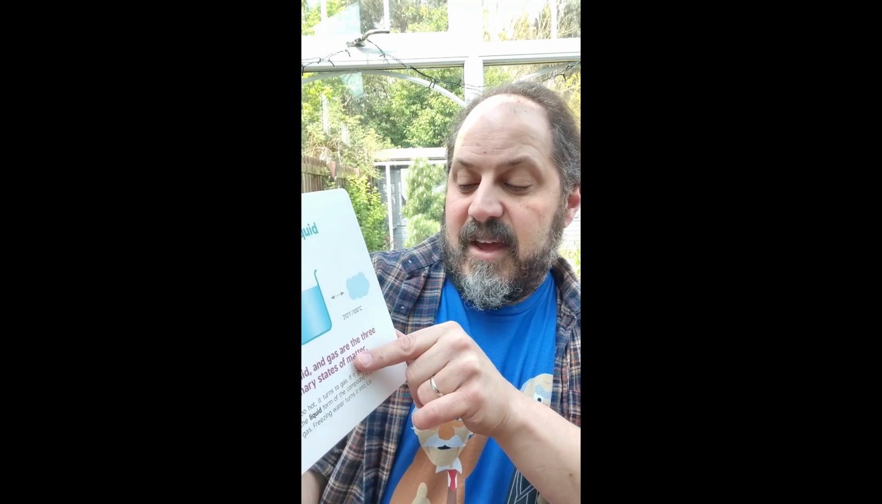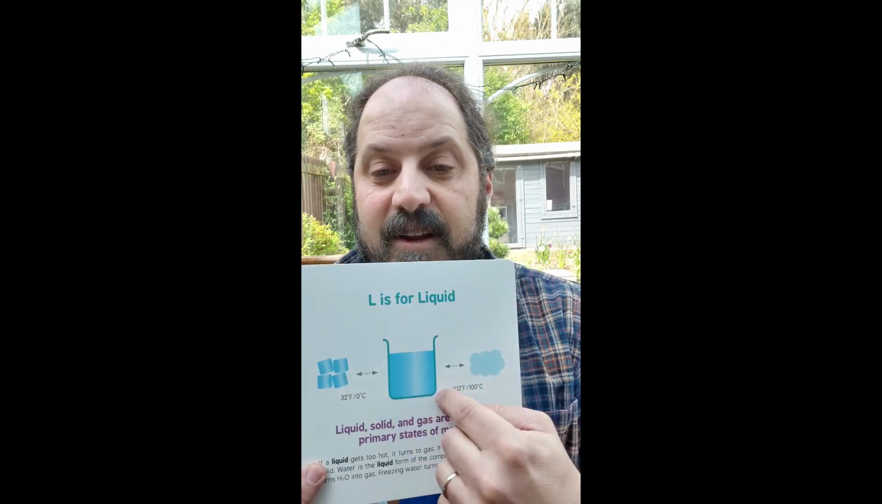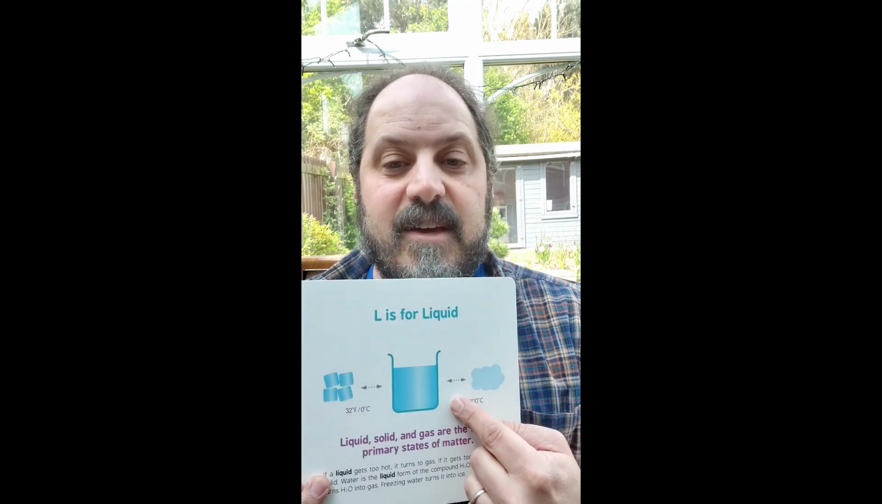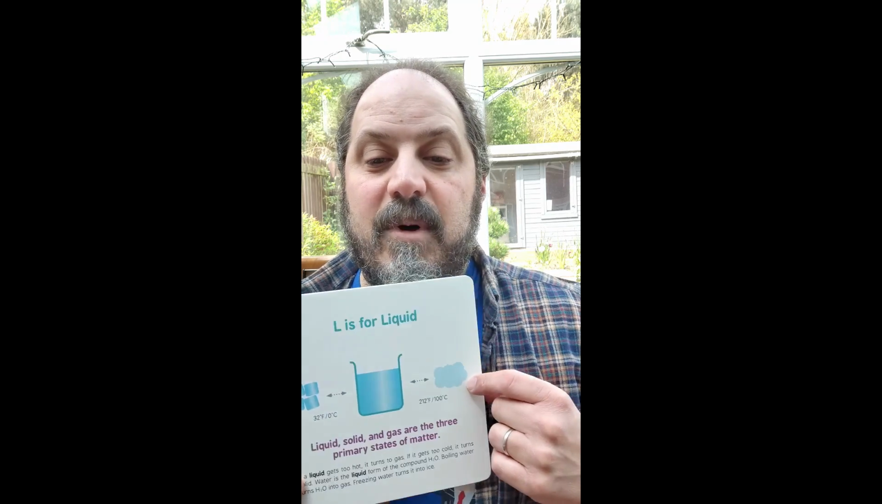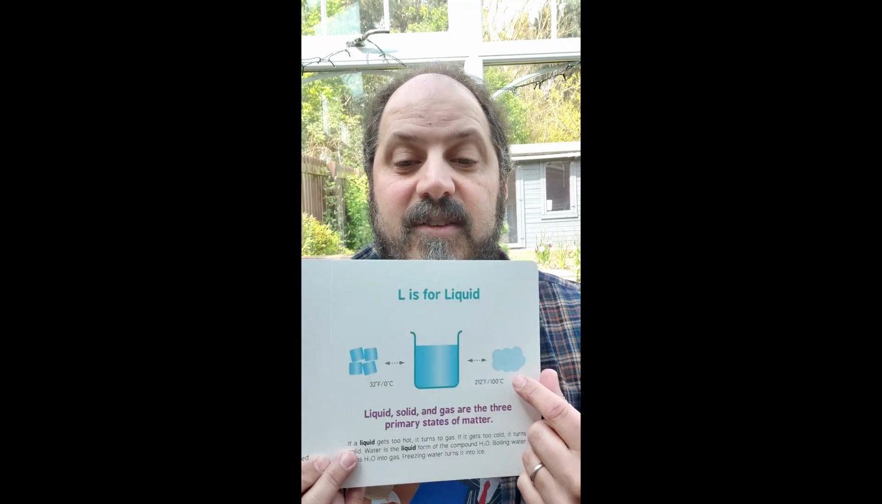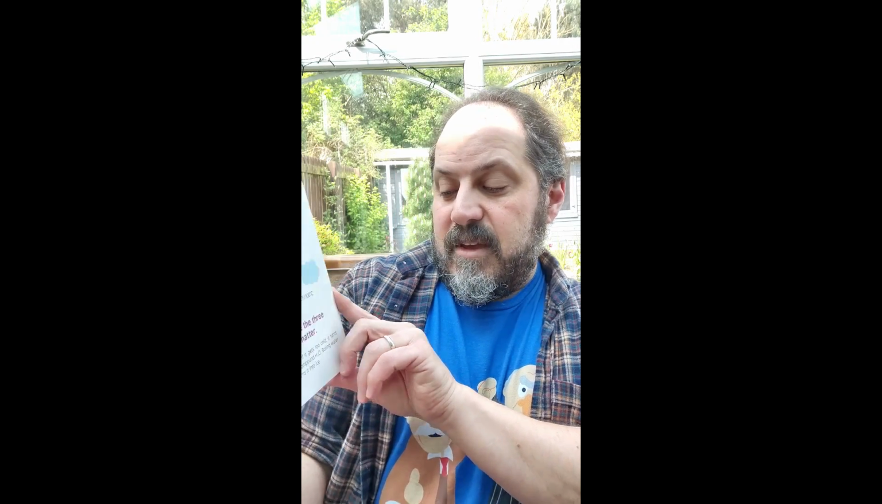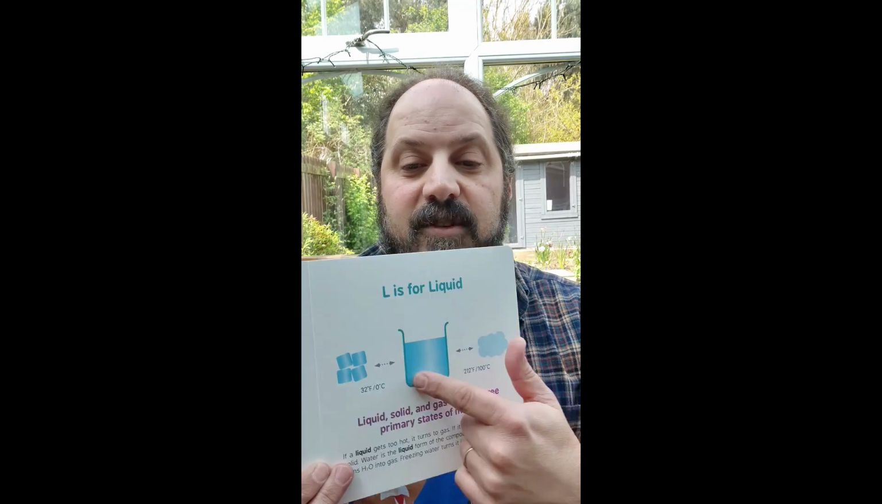Liquid, solid, and gas are the 3 primary states of matter. So water in its liquid form that you will normally see is liquid. When it's really cold at 32 degrees Fahrenheit or 0 degrees Celsius, it's ice. Or if it goes above 100 degrees Celsius or 212 Fahrenheit, it becomes a gas. So if a liquid is too hot, it becomes a gas. If it's too cold, it becomes a solid.